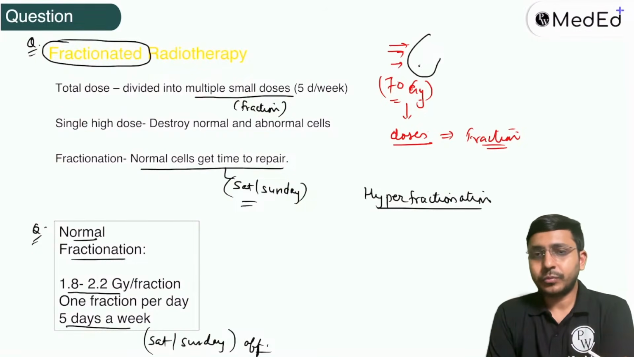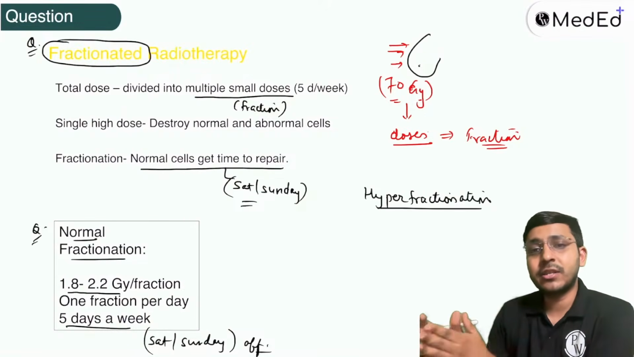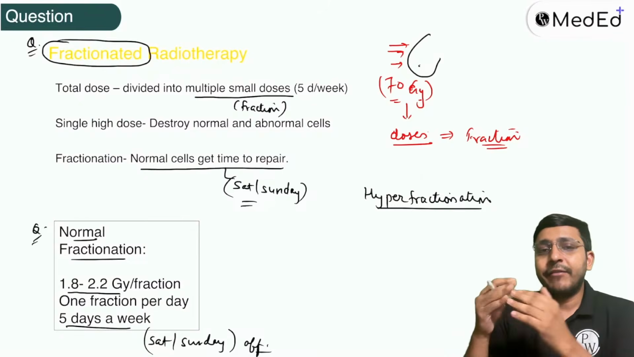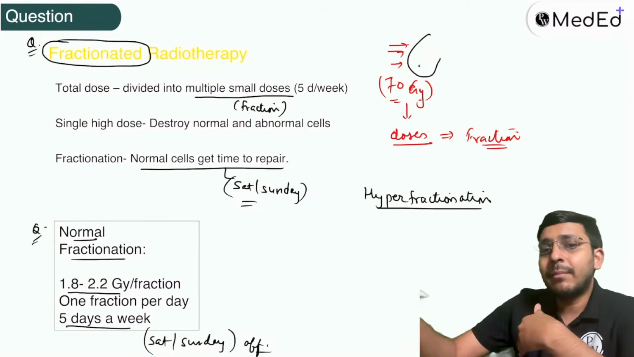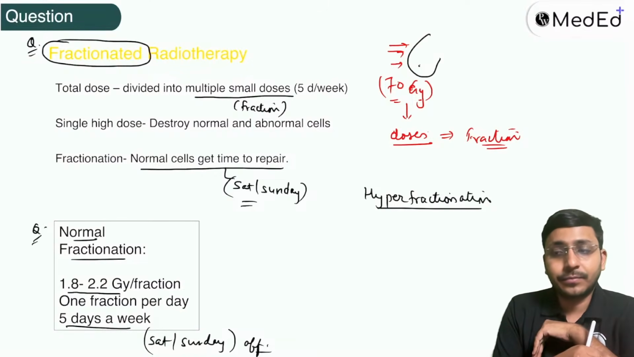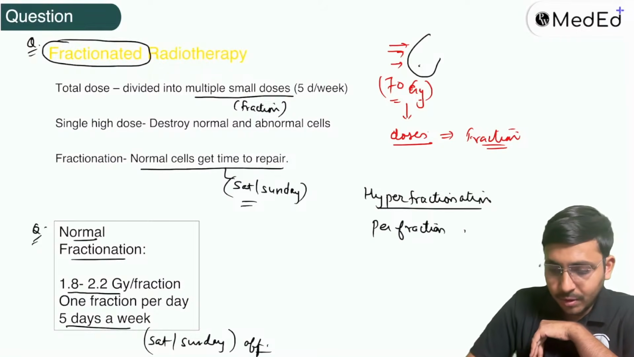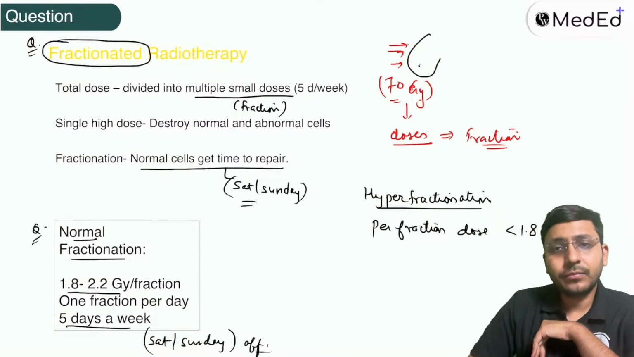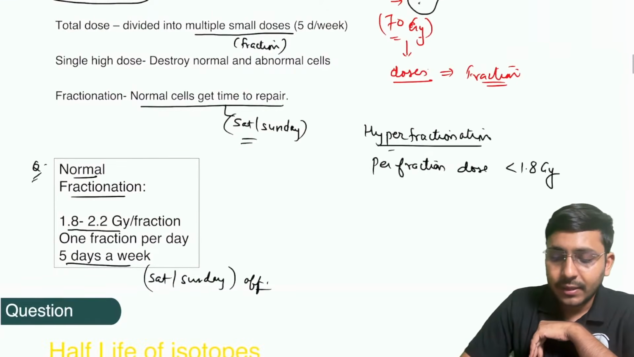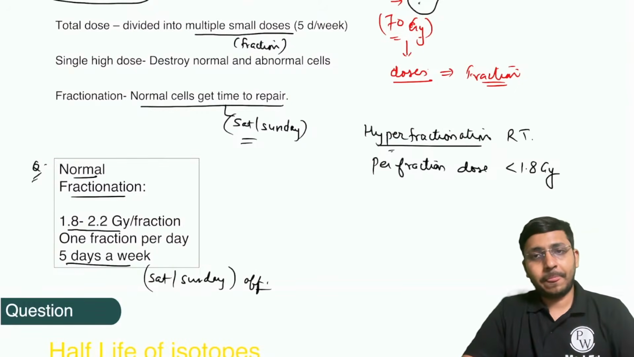Hyperfractionation means that you are increasing the number of fractions, right? So in which case will you have to increase the number of fractions? If your per fraction dose is less, right? So if per fraction dose is less than 1.8 gray, then that type of radiotherapy is known as hyperfractionation radiotherapy, right?